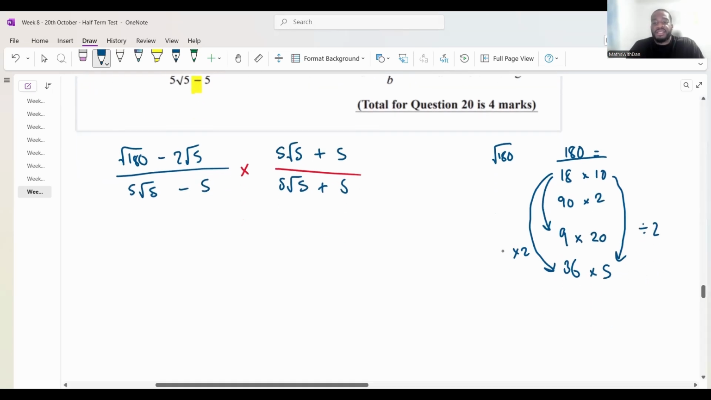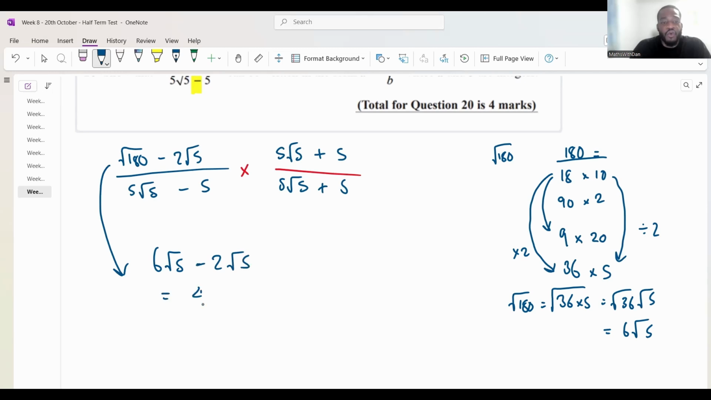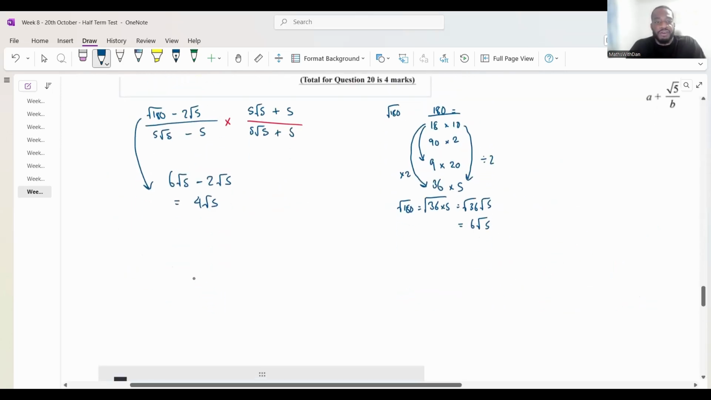So we can actually write this as root 180 is equal to root 36 times by 5, which is root 36, root 5, and the square root of 36 is 6, so 6 root 5. So what that means is that I can actually write the numerator as 6 root 5 minus 2 root 5, right? Which is equal to 4 root 5. And that is very, very helpful because that does a lot of work for us, doesn't it?